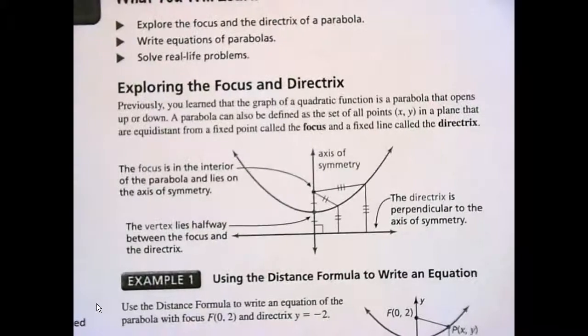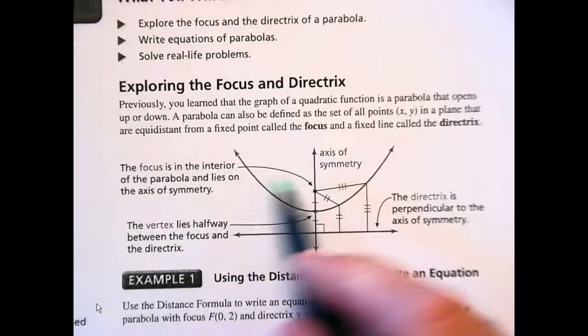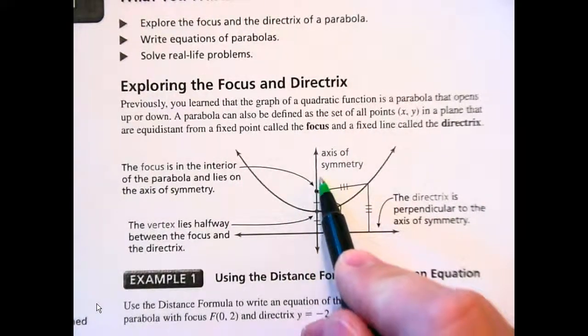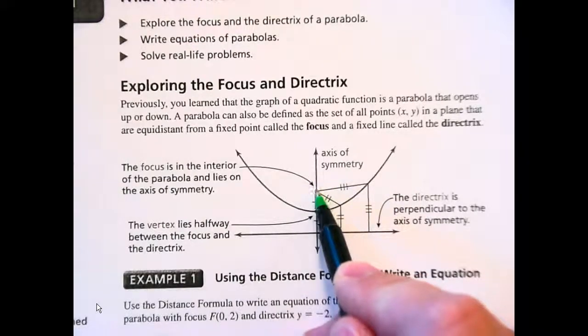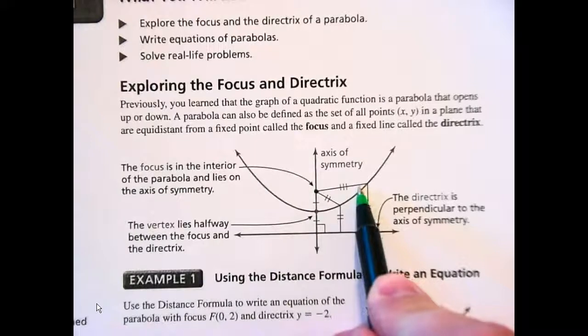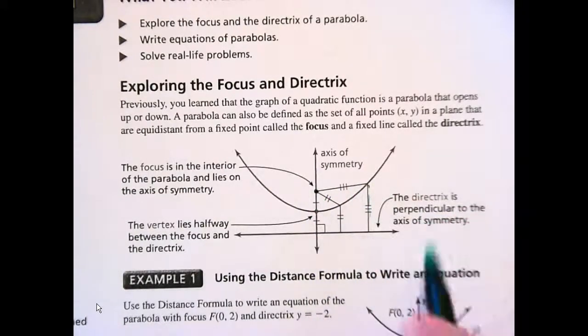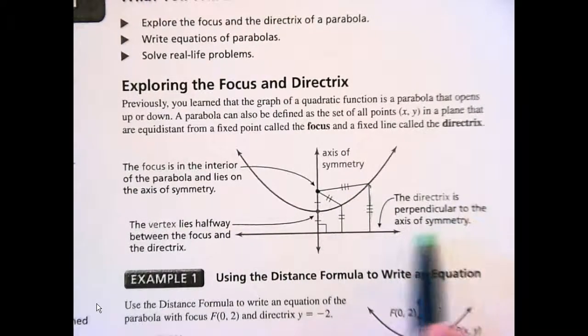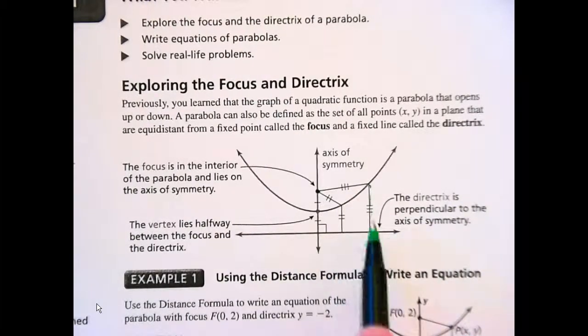Now we've talked about what the focus is. Okay, the focus is the interior of the parabola and lies on the axis of symmetry. It's equidistant away from the edge of the parabola. Okay, if you hit that parabola and then go downward, the directrix is perpendicular to the axis of symmetry, and it's the same distance away as the focus is.